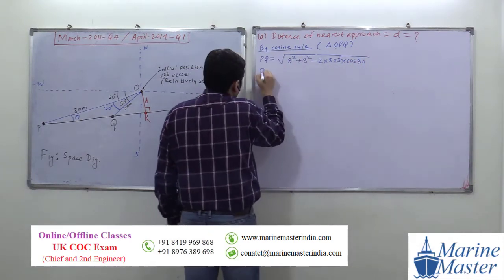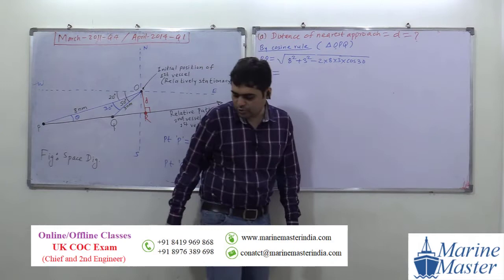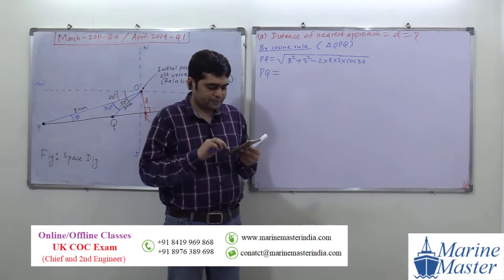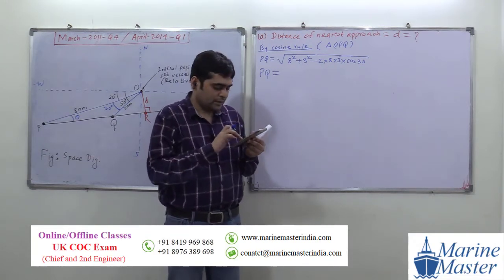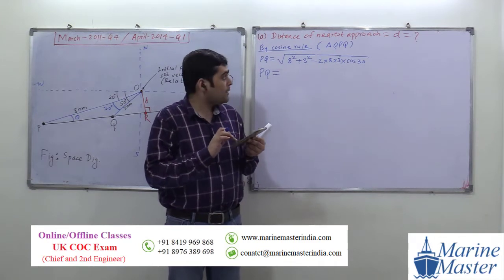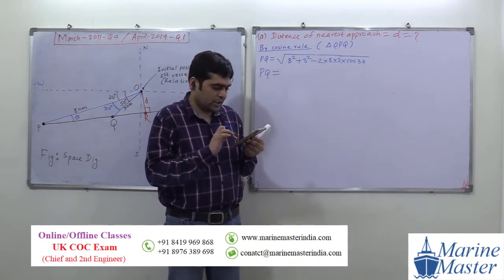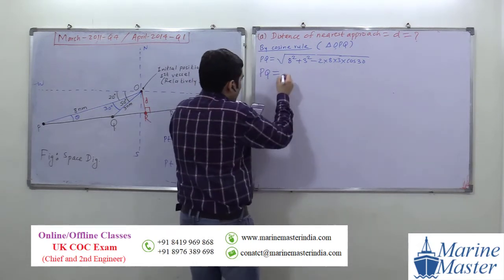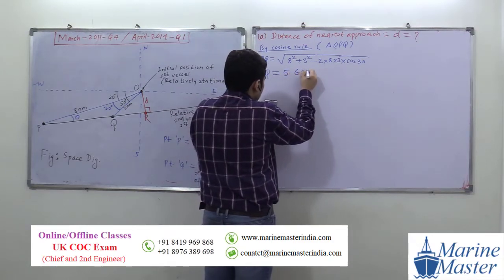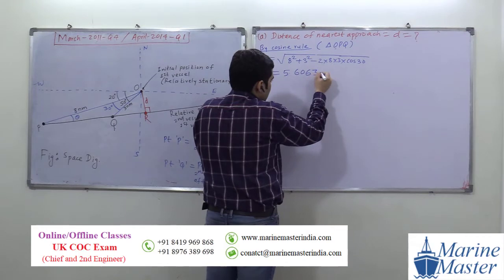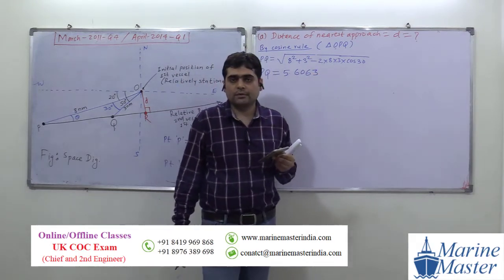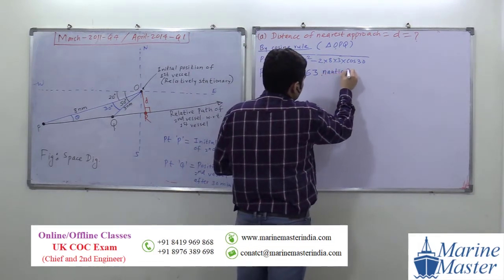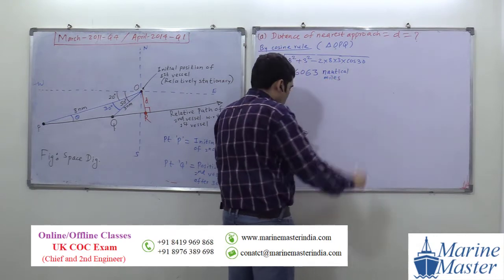Everyone getting my point? So in this way, we will get the value of PQ. Please do the calculation and tell me the value of PQ. Under root of 8 square plus 3 square minus 2 into 8 into 3 into cos of 30. How much value? 5.6063 units. What will be the unit of PQ? Nautical miles, because it is a distance on the space diagram. So we got the value of PQ.